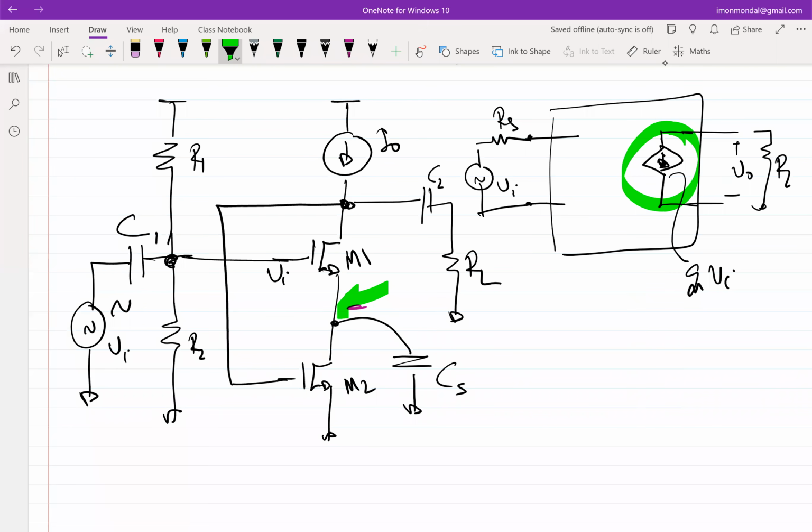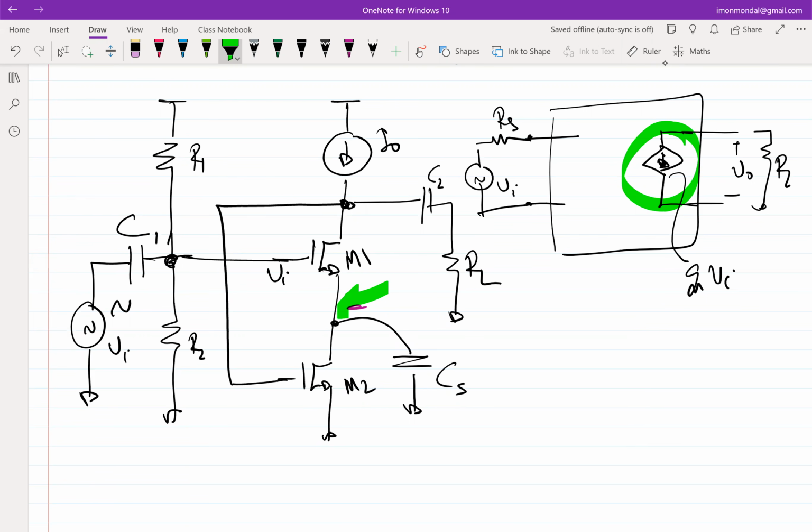shorting the source of M1. No negative feedback exists anymore because I am disconnecting the hold of M2. M2 is out of the picture, so M1 acts like an open loop common source amplifier almost. So I am getting that extra incremental current, and that incremental current can now flow into RL to realize your gain.